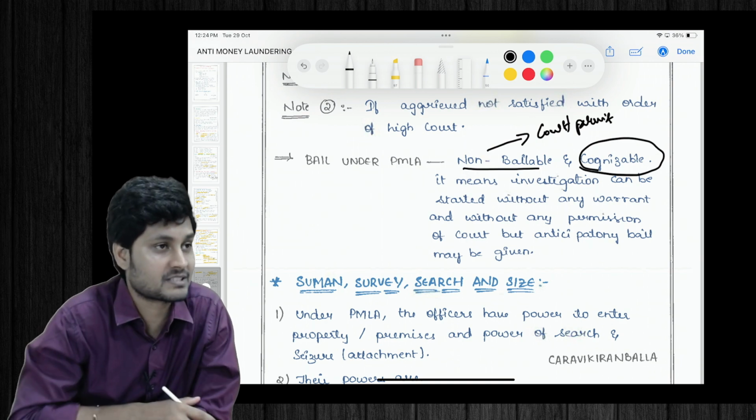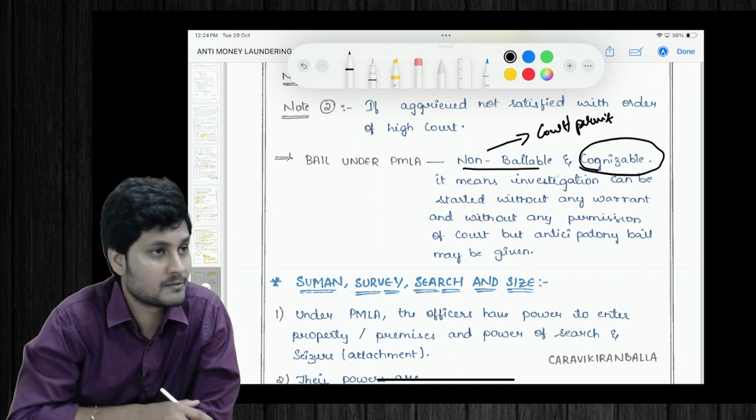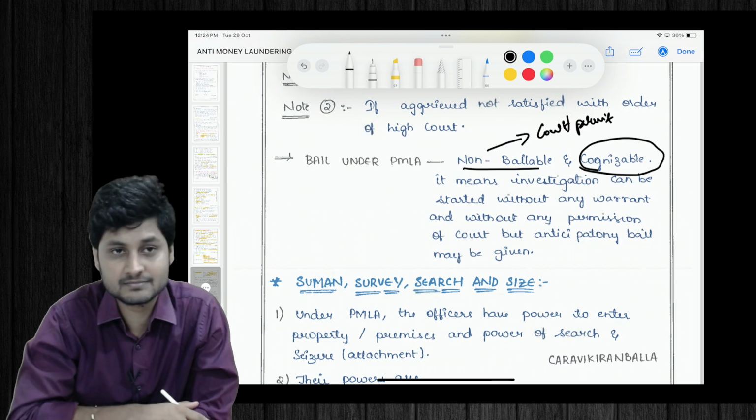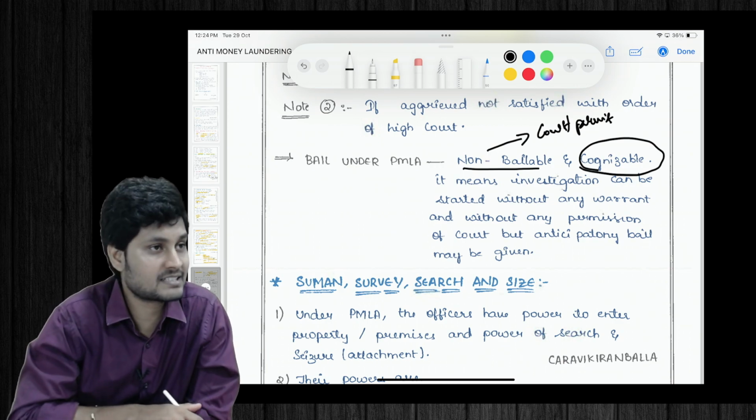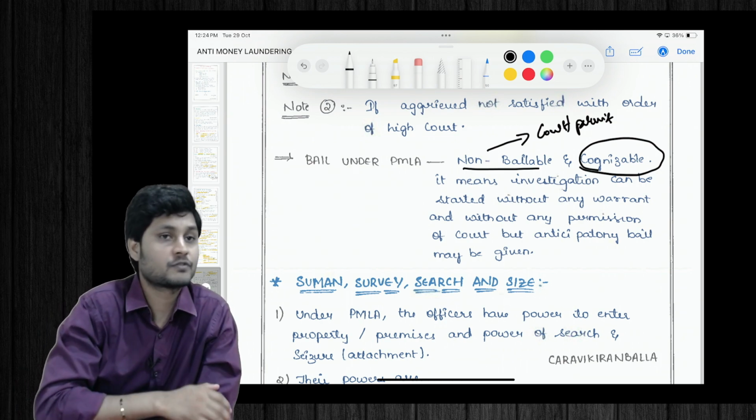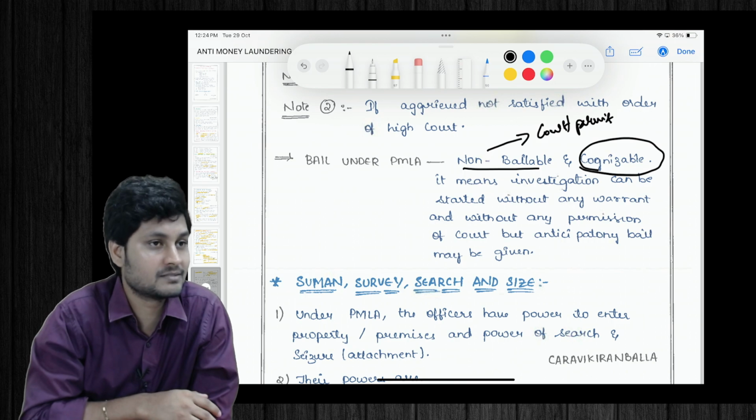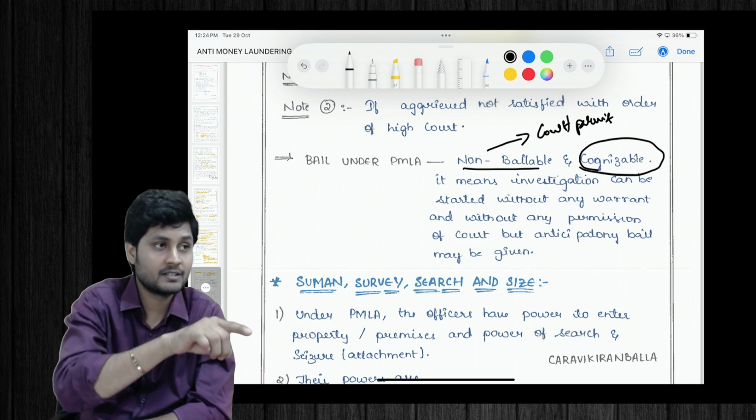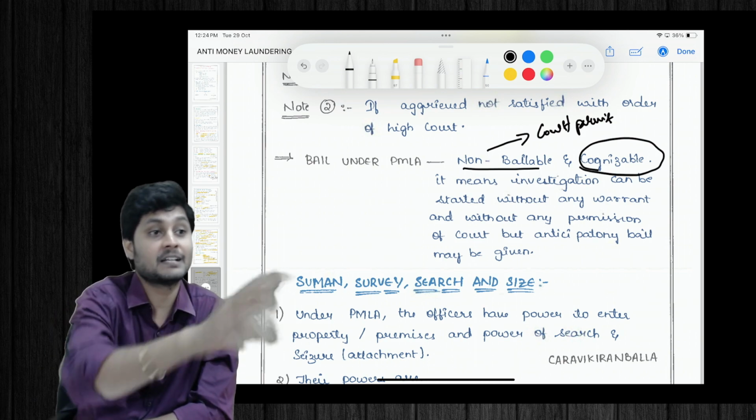And go and arrest the person. Go and arrest the person. And after he is arrested, okay, after he is arrested, ఏముండదు? బెయిల్ ఉండదు. బెయిల్తో he cannot get out of the station. There is no possibility of bail because court has already given the permission. However, anticipatory bail can be obtained.